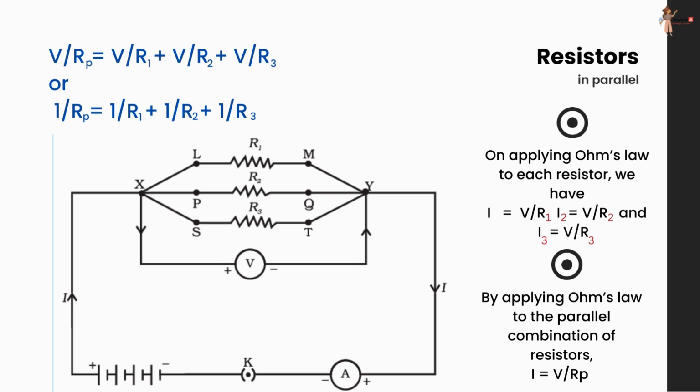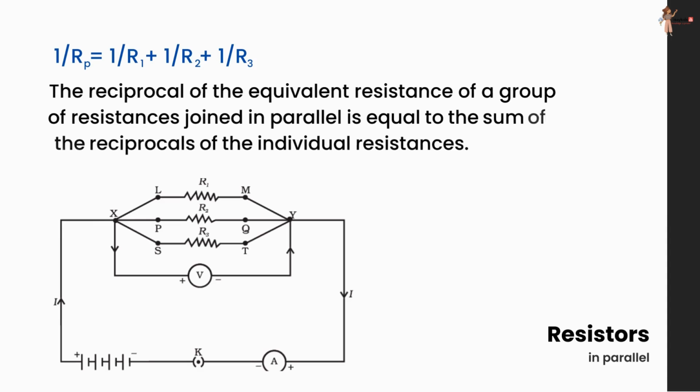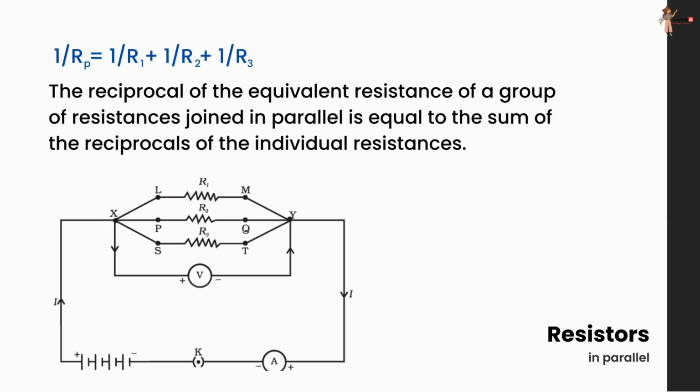Or we can say that 1 upon Rp is equal to 1 upon R1 plus 1 upon R2 plus 1 upon R3. Thus, we may conclude that the reciprocal of the equivalent resistance of a group of resistances joined in parallel is equal to the sum of the reciprocals of the individual resistances. You can note it. Now let's see an example.